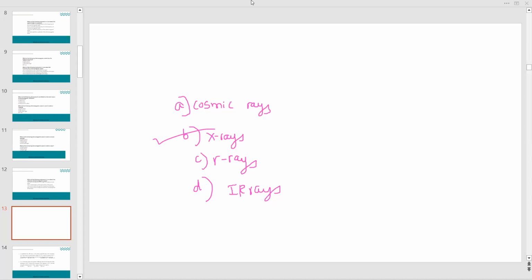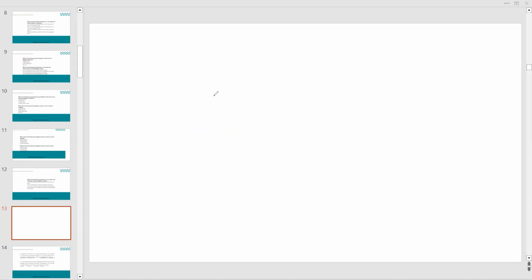Which of the following are used for muscle ache? IR, UV, microwave, X-rays. Infrared, we use IR for muscle ache. So option A is the correct answer.